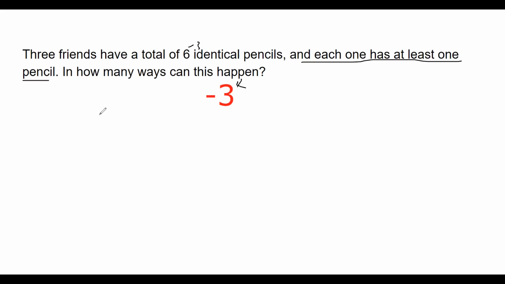So now you only have 3 pencils to split among 3 people because each of them already has to have 1. And so that means that there are 3 pencils and 2 bars because 3 minus 1 is 2. So it's just 3 plus 2 choose 2. It's 5 choose 2, and that goes to 10.